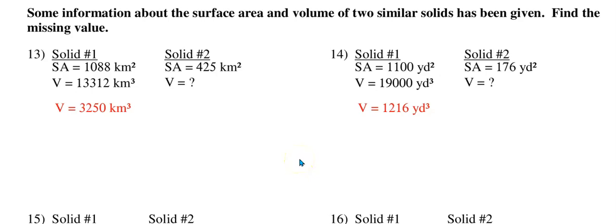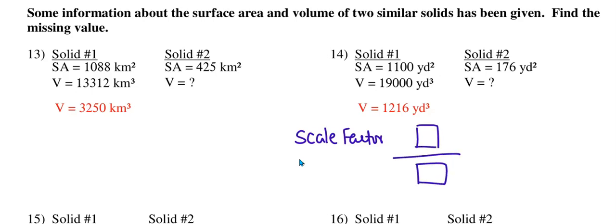Okay, so in order to find the missing volume here, we need to have the scale factor. Remember earlier, we suggested you write the scale factor in this form. That's a ratio form, a fraction, okay? When you look at it, you don't already have a scale factor given to you, so you need to work on it. You have solid 1 to solid 2, a surface area. So step 1, we're going to find the scale factor by using the surface area.